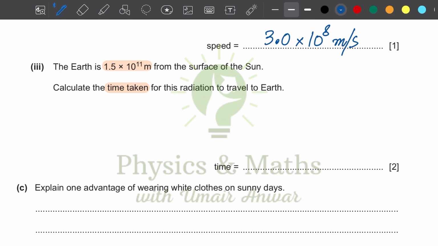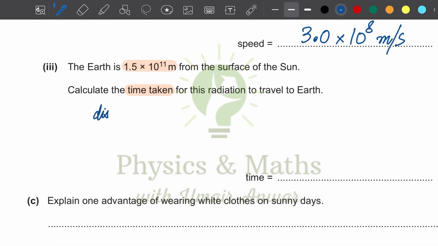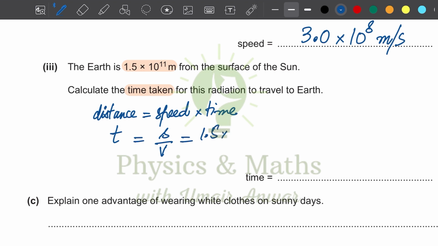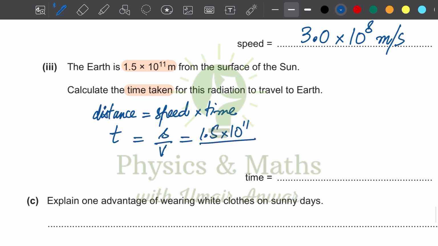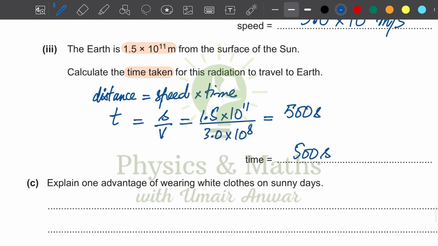So for this, we are going to use the formula distance is equal to speed multiplied by time. So it means time is equal to distance divided by the speed. The value of distance is given to us, and the value of speed we already know in the vacuum. So the answer we get is 500 seconds for this part.